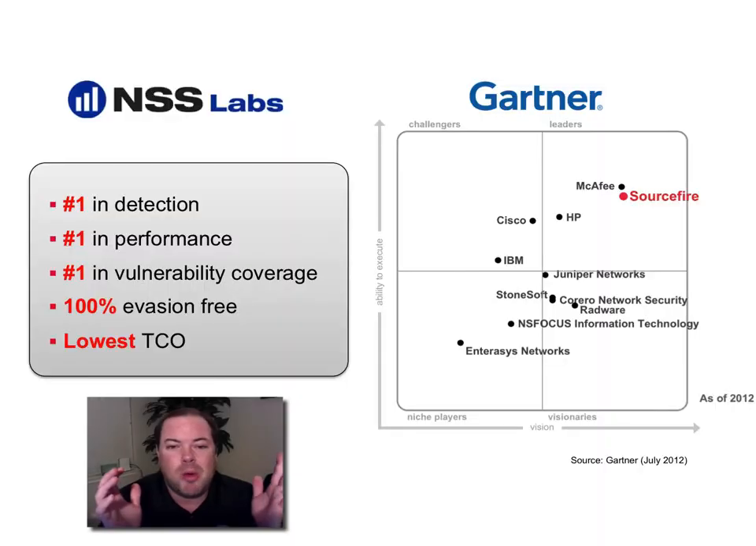But you don't have to take our word for it. We encourage you to take a look at the NSS tests that are out there in both next generation firewall and next generation IPS that talk about how Sourcefire is number one in detection, number one in performance, and number one as the lowest total cost of ownership solution that's out there. And all of that is the reason that we've been placed in the leaders quadrant of the Gartner Magic Quadrant for over 6 years of the IPS Magic Quadrant.